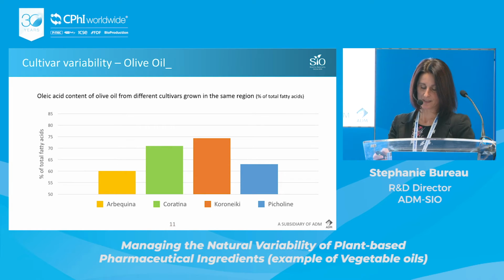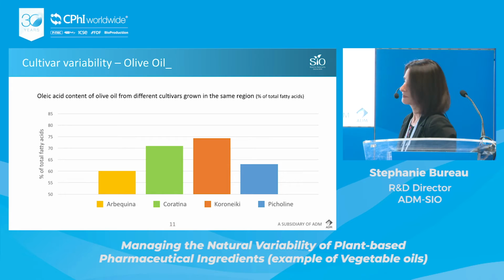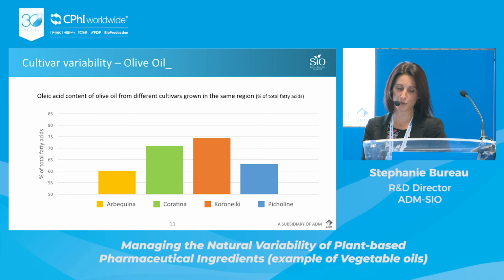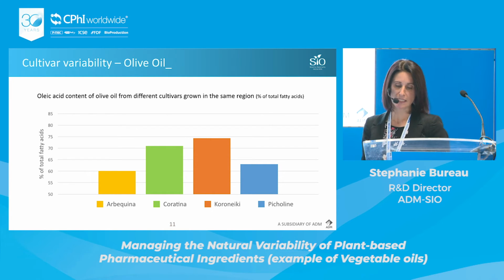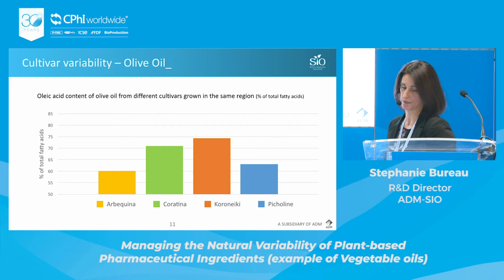Another example with olive oil. The fatty acid composition is also very dependent on the cultivar. You have here represented a graph showing the average content of the oleic acid, which is the major fatty acid in olive oil, for 4 different cultivars, all grown in the same region in Tunisia. So you can see that the oleic acid content can vary from 60 to 74%.